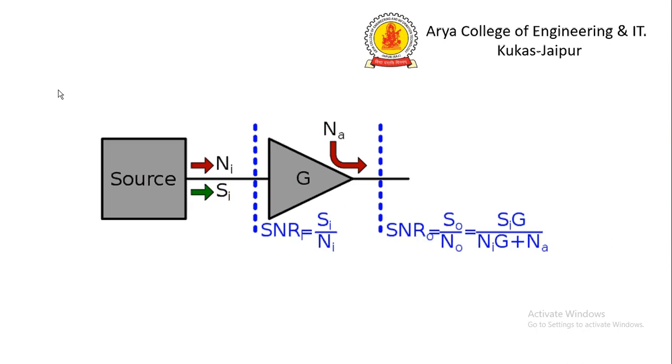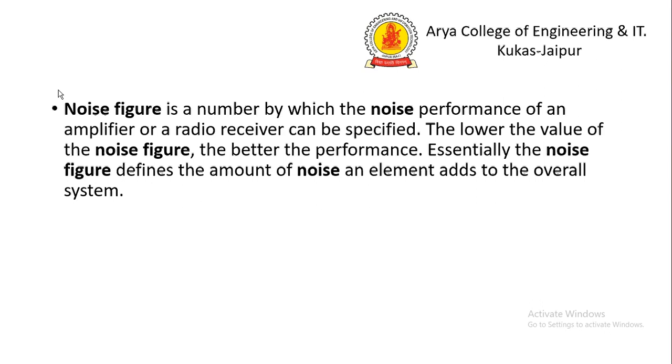This is the gain, this is source, this is noise. The source can generate noise and signals, and after this gain improves the noise and signals. Noise figure is a number by which the noise performance of an amplifier or a radio receiver can be specified. The lower the value of the noise figure, the better the performance. Essentially, the noise figure defines the amount of noise an element adds to the overall system.